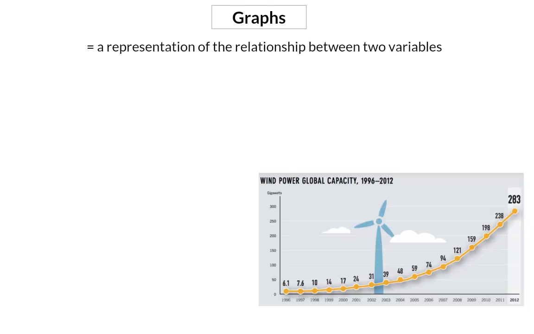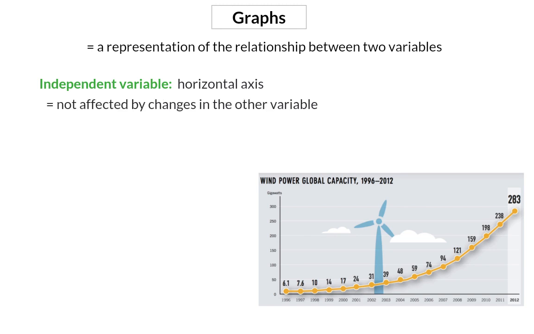A graph is the representation of the relationship between two variables. On the horizontal axis, we always place the independent variable. This is the variable that is not affected by the changes in the other variable. In our example, the independent variable is time in years, and that will of course pass regardless of the wind power capacity.